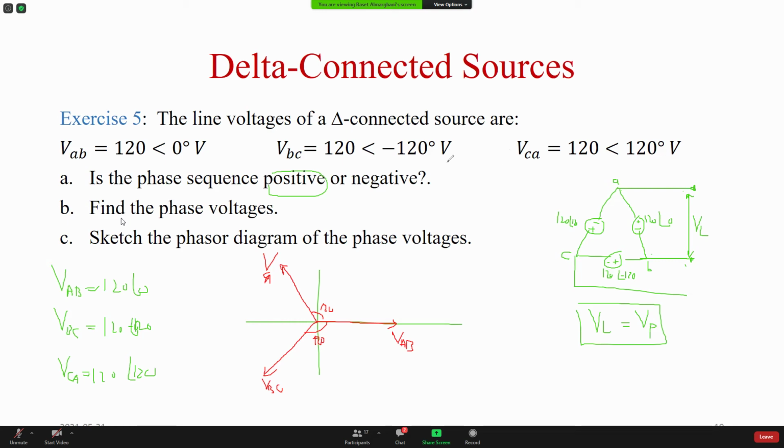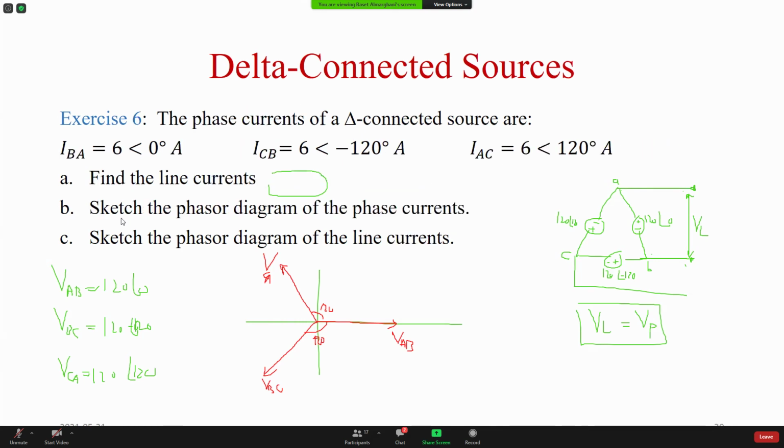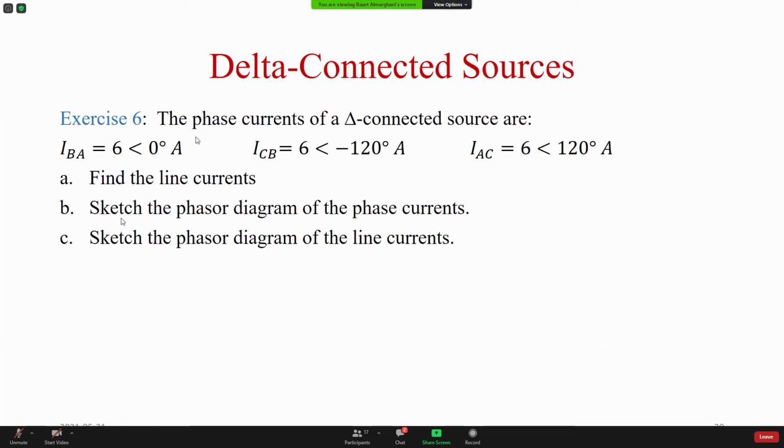Okay, so the last question, which is this one here, they give you a delta connection, they give you the phase currents.